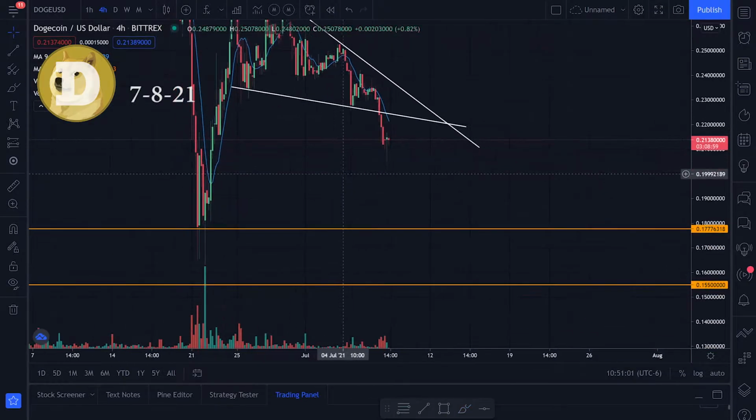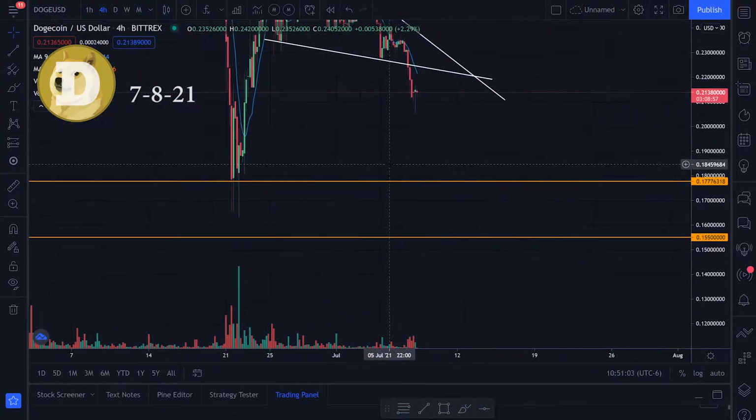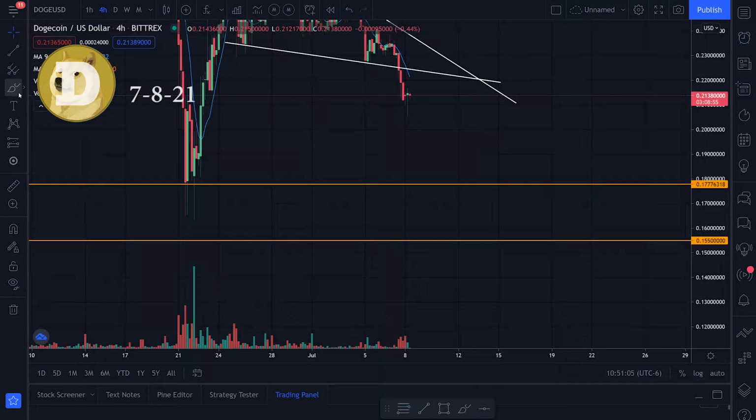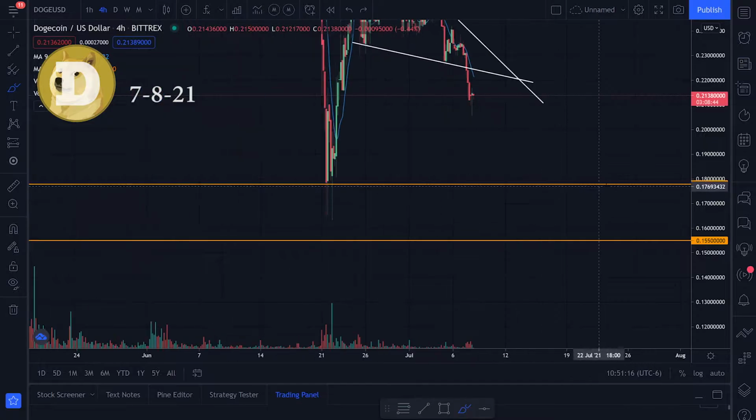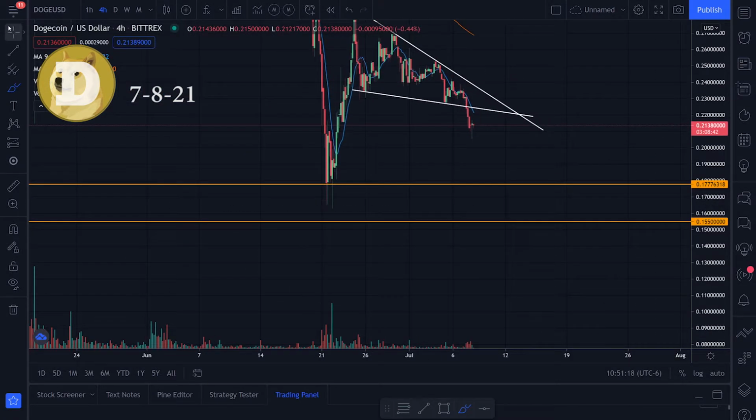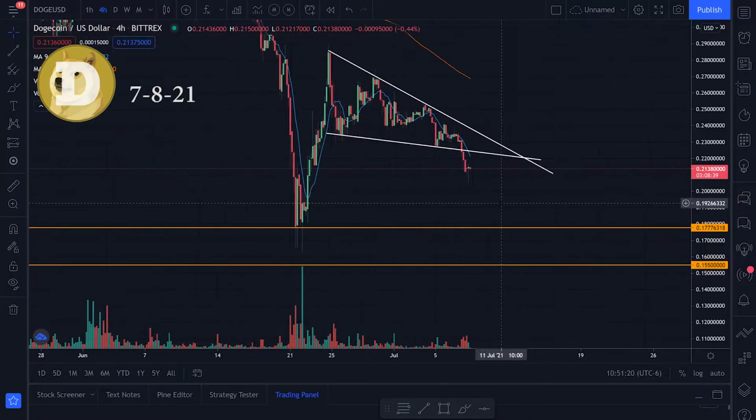I'm not really putting in my orders quite yet, but, like I've been hammering, I have my limit order set at .177 and I have my limit order set at .155. So when the price comes down here, it'll automatically get bought. And yeah, so that's what I'm kind of betting on. But let's see what else we can look at.